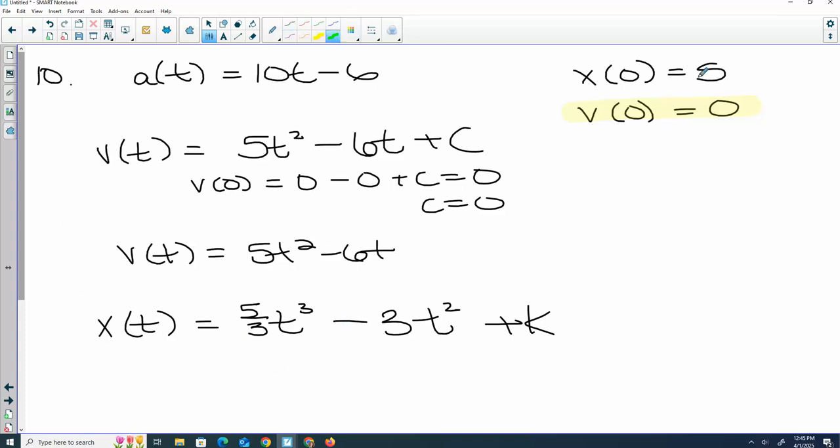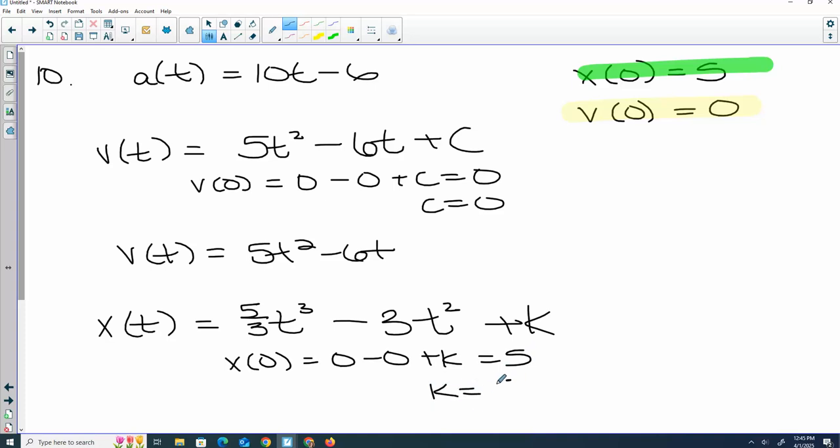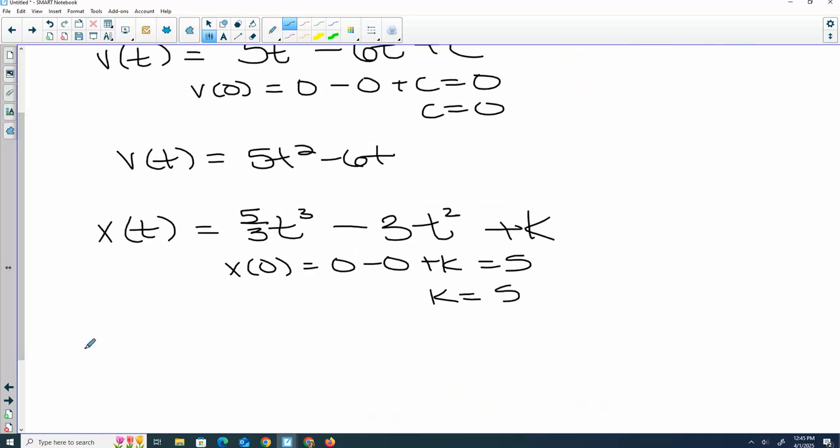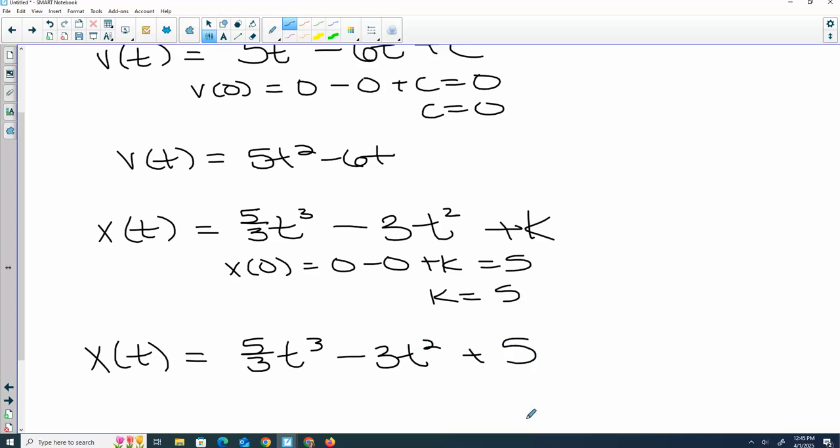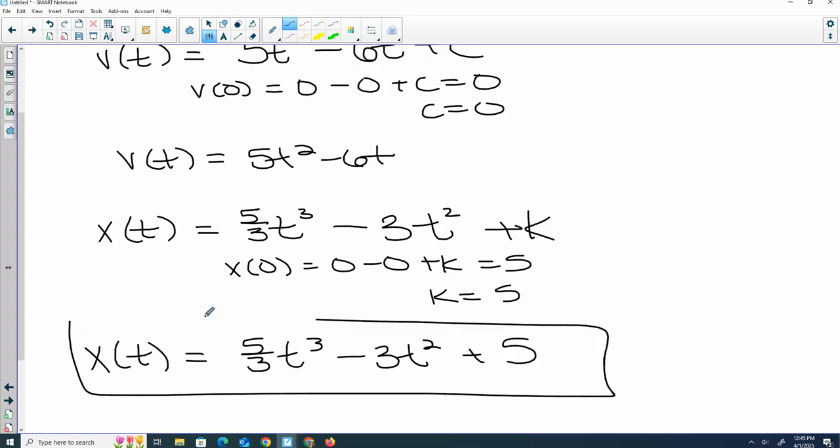And now I know when my time is 0, this has to equal 5. So that means my k is 5. So my actual position is 5 thirds t cubed minus 3t squared plus 5. So 2 antiderivatives, find your constant both times. Is that okay?